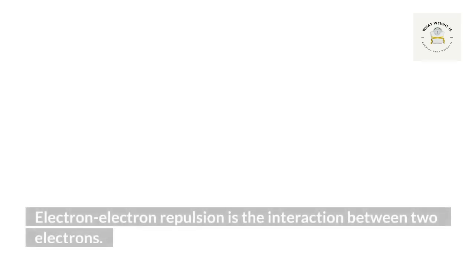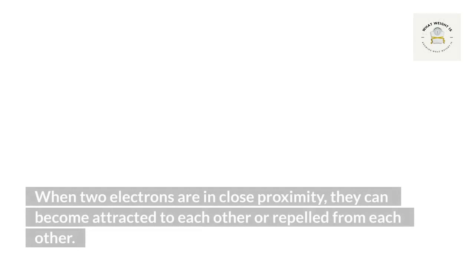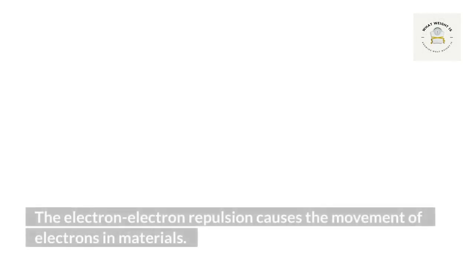Electron-electron repulsion is the interaction between two electrons. When two electrons are in close proximity, they can become attracted to each other or repelled from each other. The electron-electron repulsion causes the movement of electrons in materials.